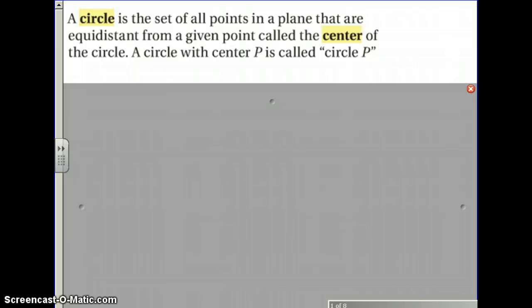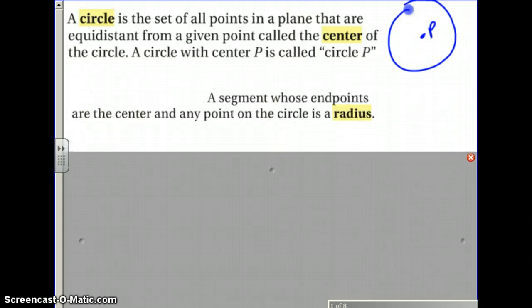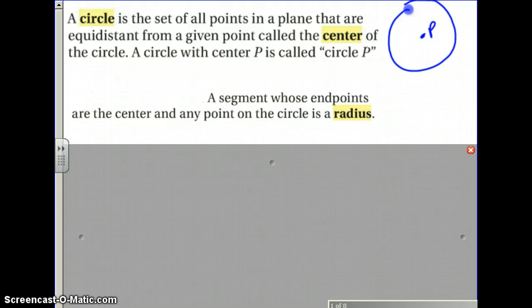So a circle is a set of all points in a plane that are equidistant from a given point called the center of the circle. A circle with center P is called circle P. Okay, so take a minute, maybe push pause, jot that down. If you want to see a visual, P. Okay, circle P.